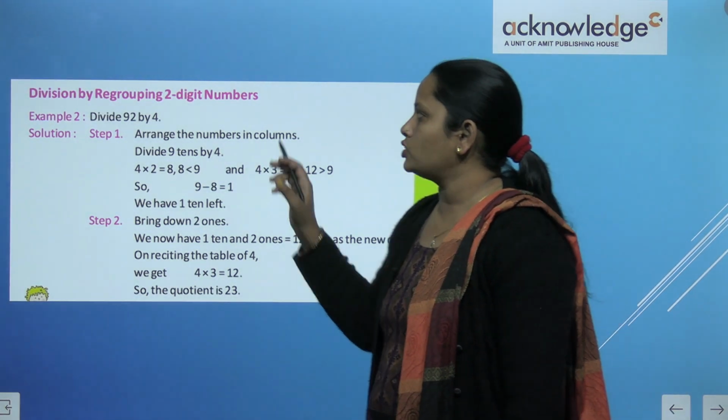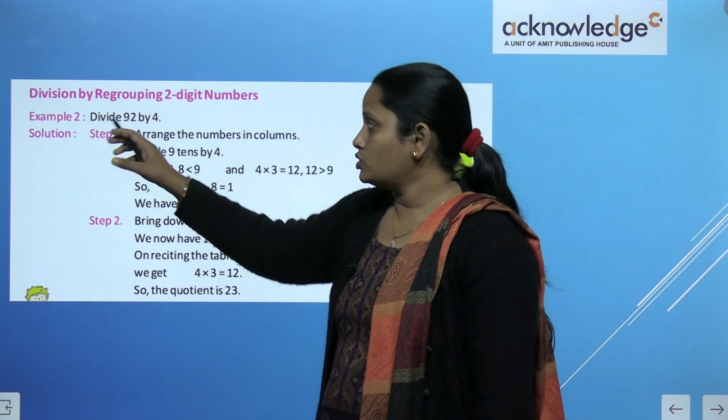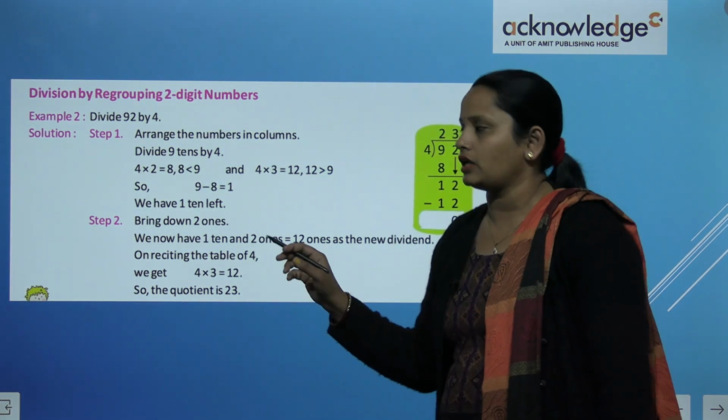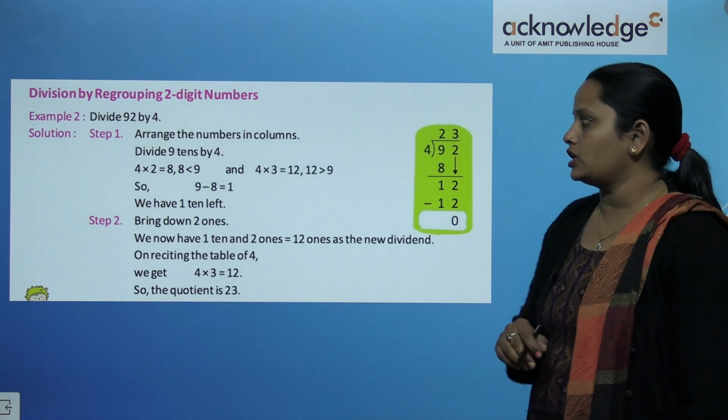Division by regrouping, 2-digit number. अब 2-digit numbers की बात हो रही है, उन्हें कैसे divide करते हैं? So let's see the example. We have to divide 92 by 4. 92 को 4 से divide करना है. So what to do? First we have to arrange the number in column. Column में हमें arrange करना है.